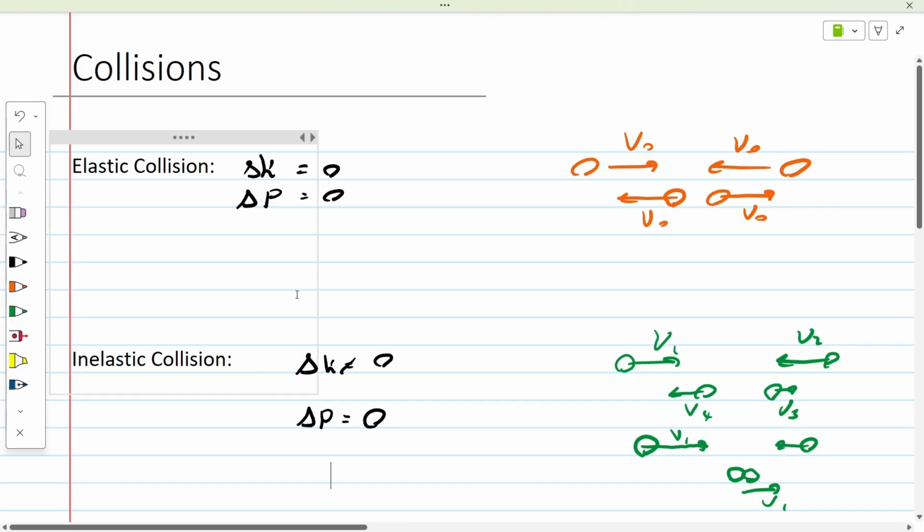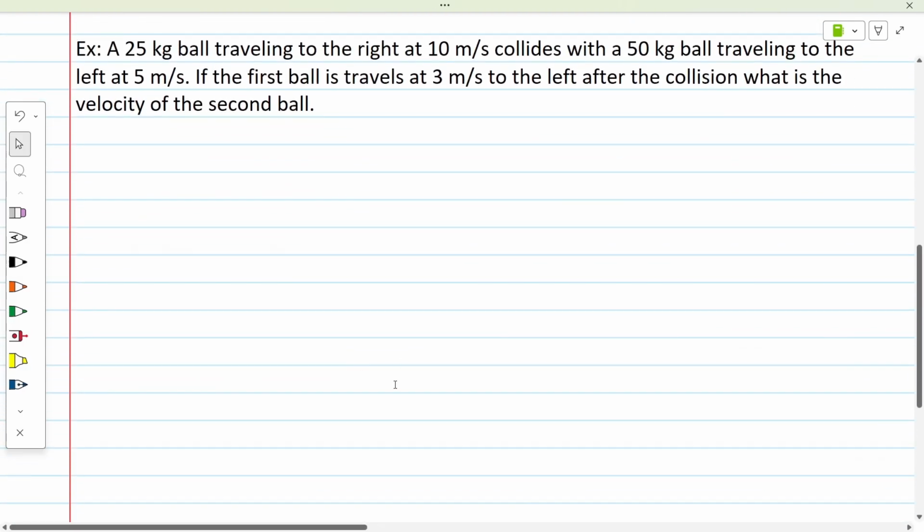Alright, let's look at an example where we apply these momentum and energy principles to a collision. A 25 kilogram ball traveling to the right at 10 meters per second collides with a 50 kilogram ball traveling to the left at 5 meters per second. If the first ball travels at 3 meters per second to the left after the collision, what is the velocity of the second ball?